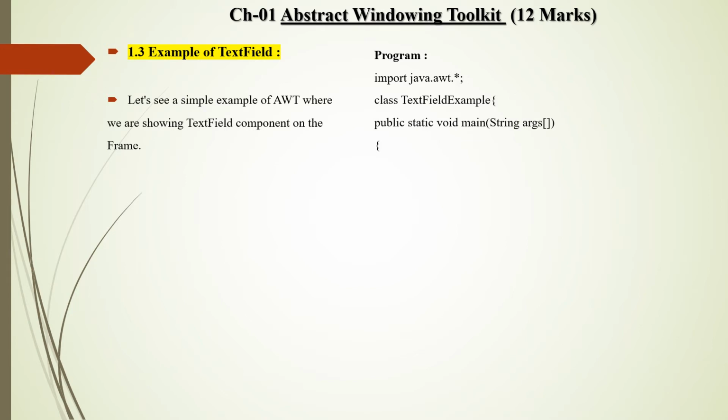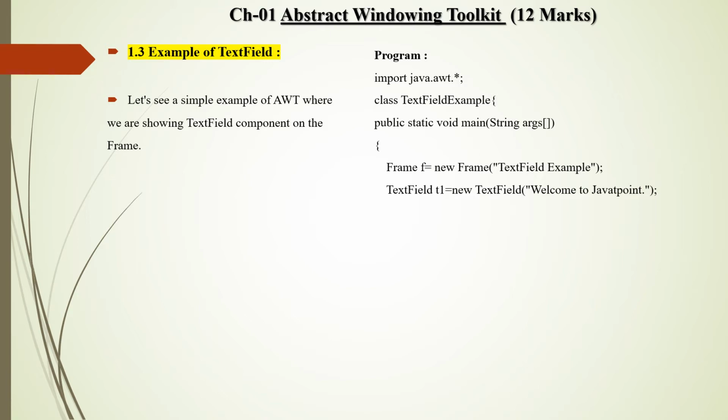Then we create one frame: f is equal to new Frame, and we give the title to the frame, TextFieldExample. Then we create one text field. To create the text field, we create an object of the TextField class, that is t1, and in the text field we pass one string. So we use the constructor which has the string parameter, and in the string we pass "Welcome to Java point". So in text field 1 this string is displayed.